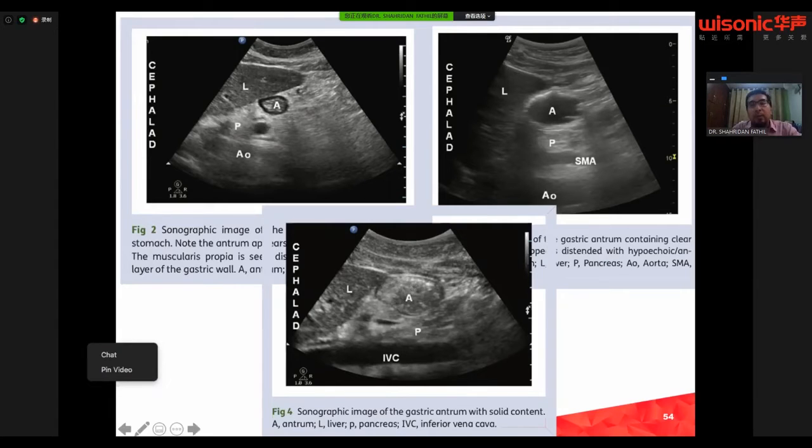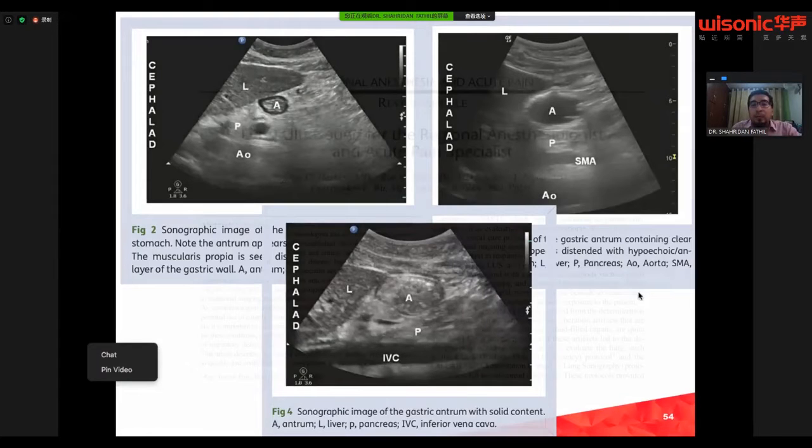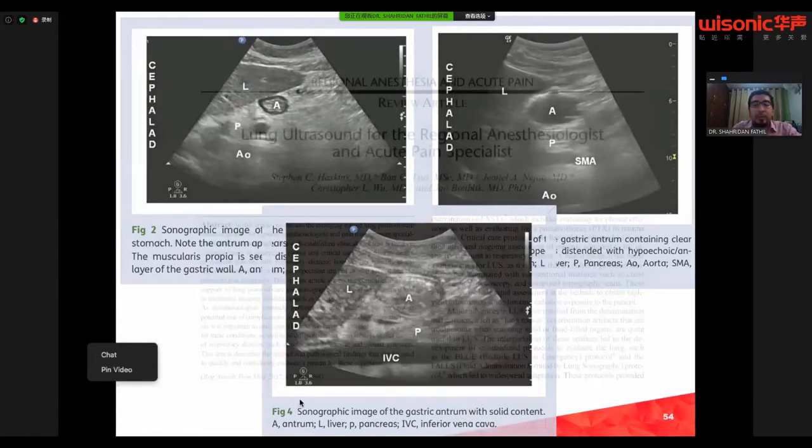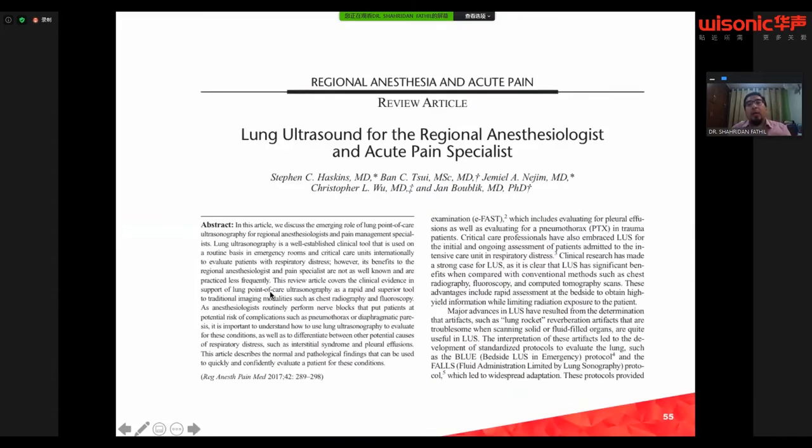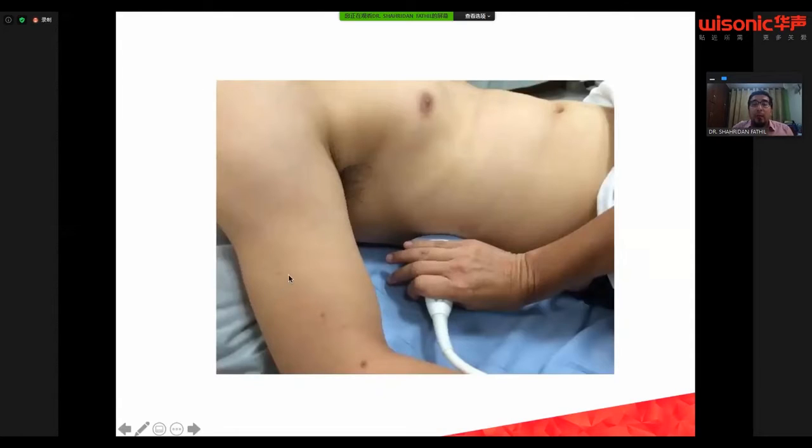With possible solids in it, I would go for a rapid sequence intubation with an ETT. With this series that I mentioned, the RAPM series, they have also published on lung ultrasound for the regional anesthesiologists and acute pain specialists. And I'm just going to give you a brief introduction.